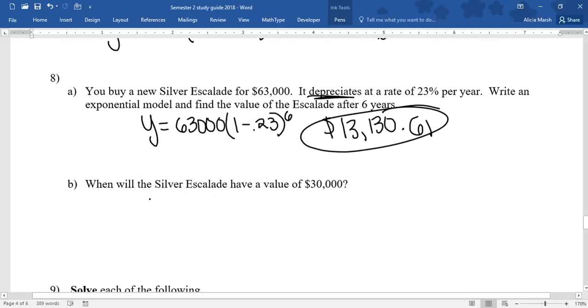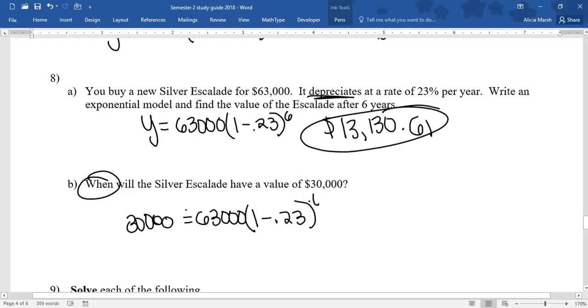Now they want me to find when, so that means I don't know the time for $30,000. So I'm going to plug in my 30,000 here. 30,000 equals 63,000 times 1 minus 0.23 to the t power. Well, 1 minus 0.23, that is 0.77. Then write that back out here. The very first thing I'm going to do is divide by 63,000 here, because I want to get that 0.77 to the power alone.